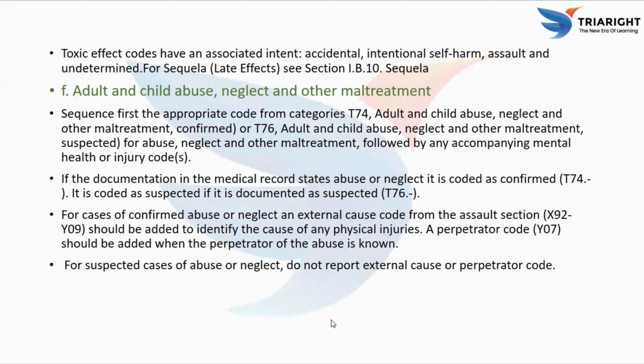So how do you code in the presence of mental health conditions? If a mental health condition is present, you have to code it additionally. So you have to code PTSD, depression, anxiety and adjustment disorders. For example, a patient has confirmed sexual abuse with PTSD. So you have to assign the code for confirmed sexual abuse first, then followed by the PTSD code.